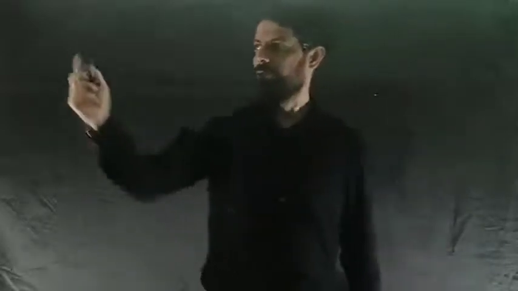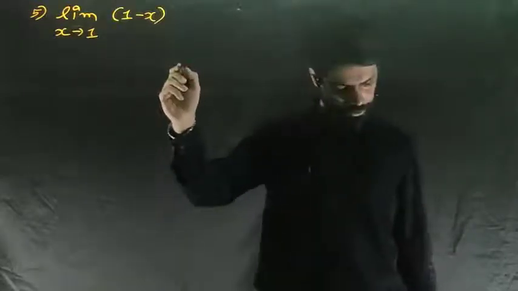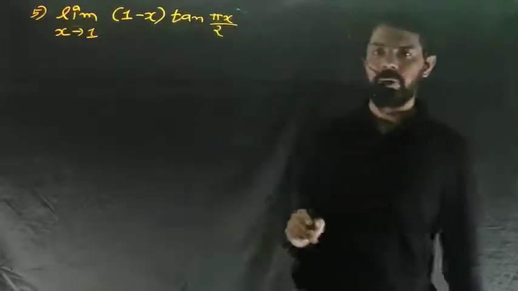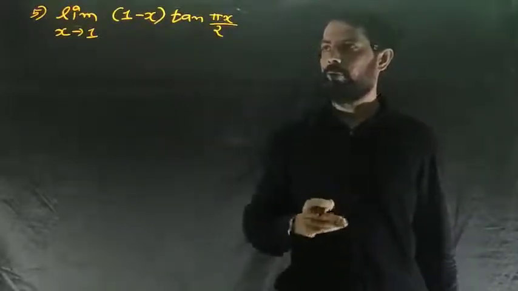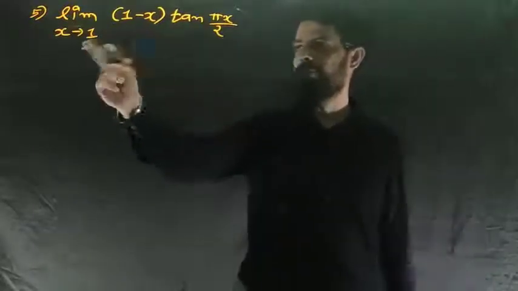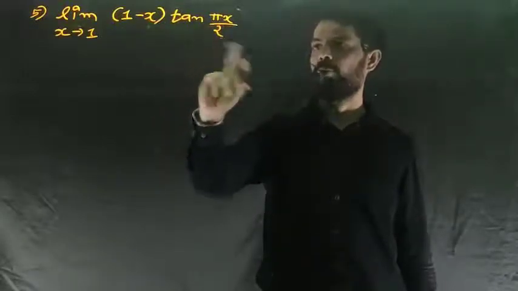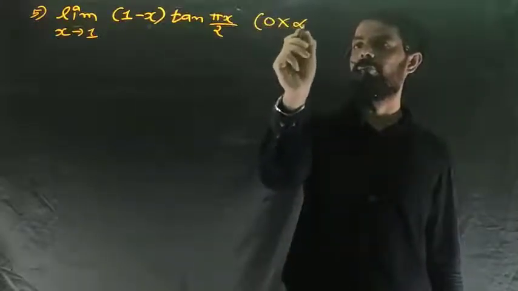Now let us discuss the fifth example, that is, evaluate limit x tends to 1 of (1 minus x) into tan(pi x by 2). Clear? So first of all we will have to check whether it is 0 by 0 form or infinity by infinity or 0 into infinity. So for that, replacing x by 1 here, 1 minus 1 is 0, and here tan(pi by 2), and the value of tan(pi by 2) is infinity. So it is 0 into infinity form.